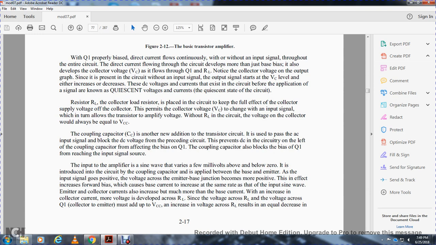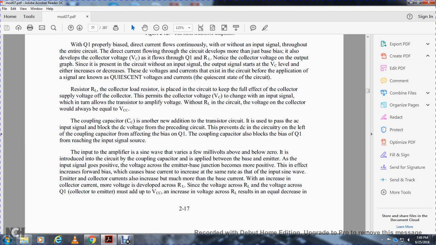The coupling capacitor is another new addition to the transistor circuit. It allows an AC signal input while blocking the DC voltage from the preceding circuit, preventing the DC bias from being affected. The coupling capacitor also blocks the bias for Q1 from reaching the input signal source. The input signal to the amplifier is a sine wave that varies a few millivolts above and below zero. It is introduced into the circuit through the coupling capacitor, applied between the base and the emitter.